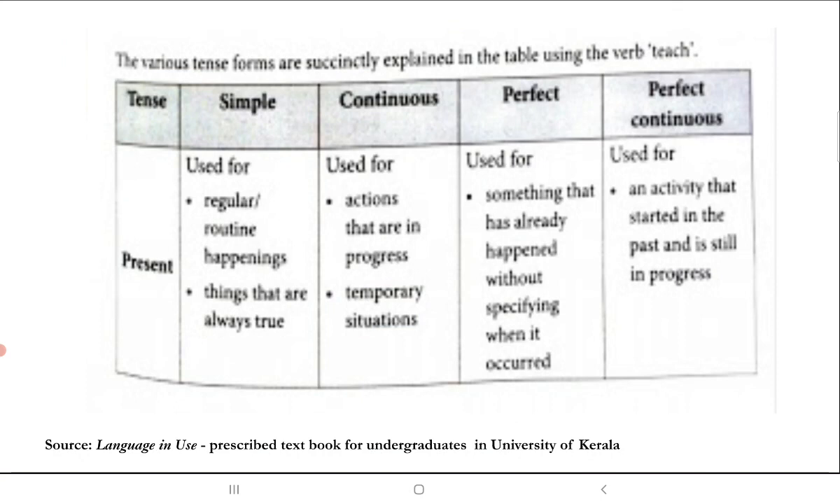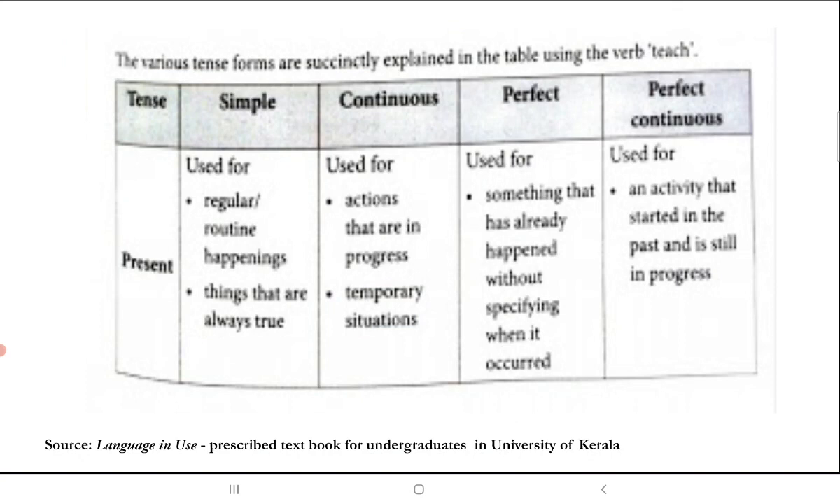Present continuous is used for actions that are in progress, that is temporary situations. She is singing a song. Of course, that will be over when the song is over, so it's a temporary situation. Okay, she is singing. Then present perfect is used for something that has already happened without specifying when it occurred.